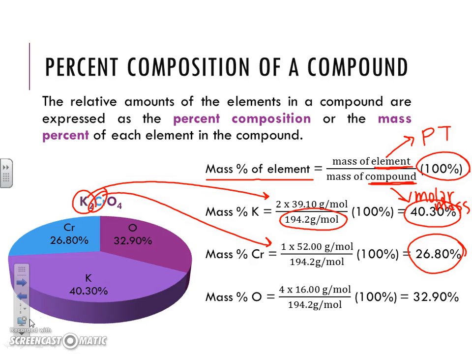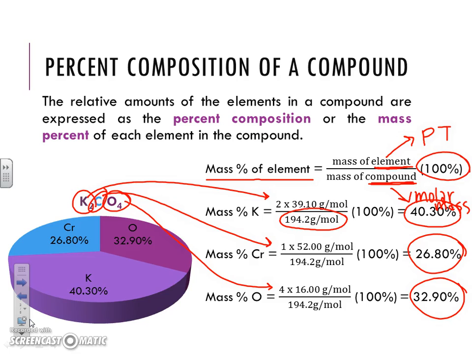26.8% mass. Finally, we have oxygen. There's 4 oxygens in this compound, so we'll insert 4 multiplied by the molar mass of oxygen, which is 16, divided by the molar mass of the compound potassium chromate, and we'll multiply by 100 again to get 32.9% as the percent composition.